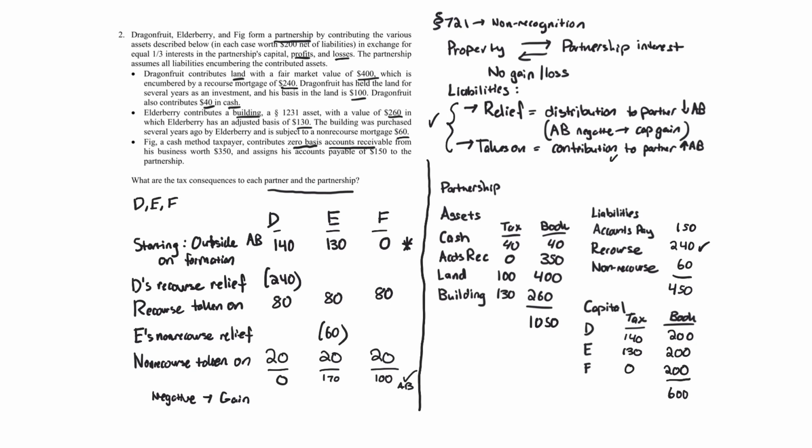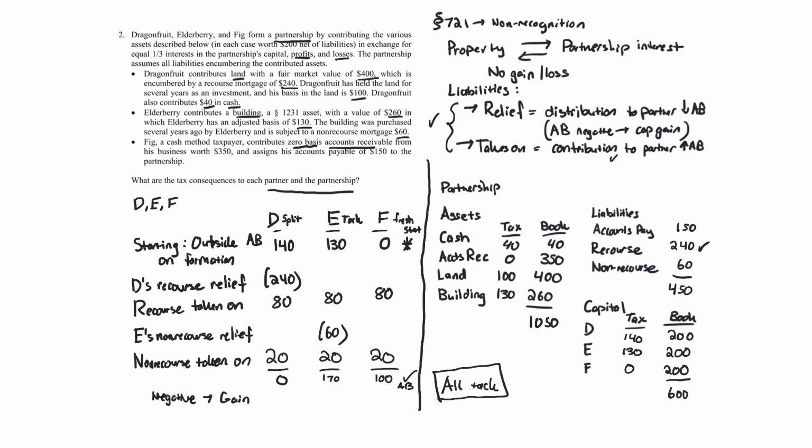Also have to worry about tacking. Remember, for the partnership, all items tack. All get to add on the holding period held before, for D, E, and F. So D is contributing land, which was held as an investment, and cash. So D has a split holding period. E is contributing a 1231 asset, so E gets the tack. And F contributes accounts receivable and accounts payable, which are ordinary income assets, so F has a fresh start.